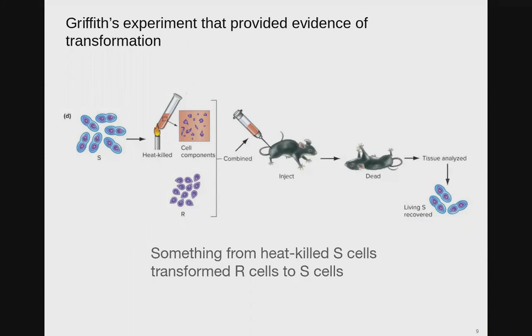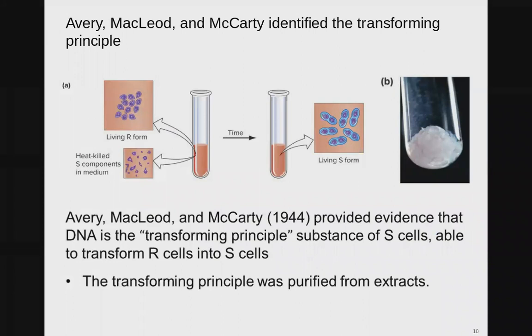So, fast forward, almost 15 years, Avery, McLeod, and McCarty, they actually physically identified the transforming principle. So basically, they provided evidence, and I like this transforming principle. But they basically purified the cellular extract. So Griffith was basically just taking all the bulk parts. They were purifying the actual physical extracts and injecting it, and thus developed a more concrete principle of the transforming principle. Nothing crazy. They didn't really learn anything new, but they just defined the transforming principle.